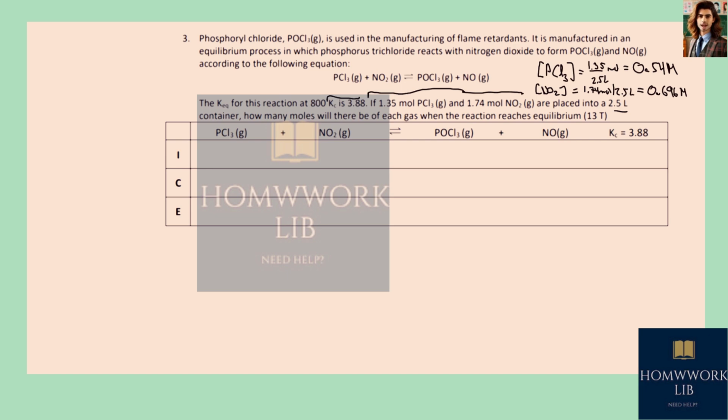In this case, I'm going to put everything in molarity units. The PCl3 concentration is 0.54. The NO2 concentration is 0.696. And of the products, we're going to have initially 0. The amount of change is going to be minus x, minus x, and plus x, plus x. So at equilibrium, we get 0.54 minus x, 0.696 minus x, and x.